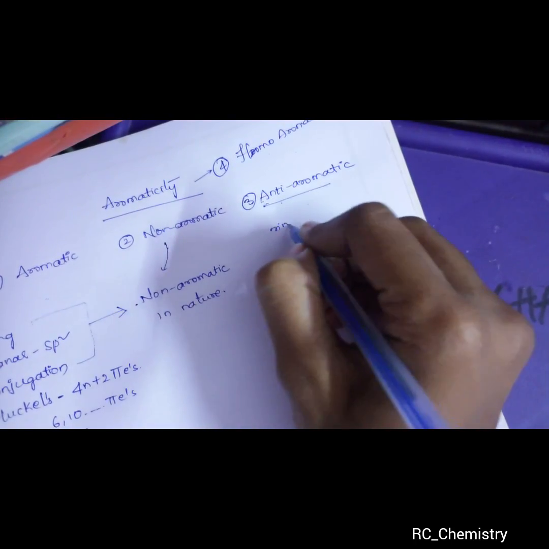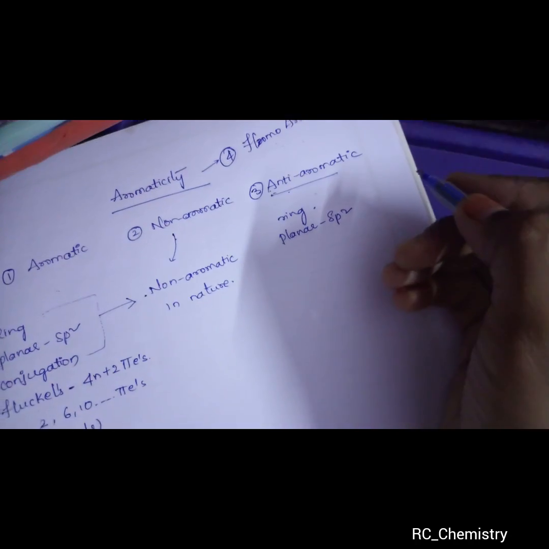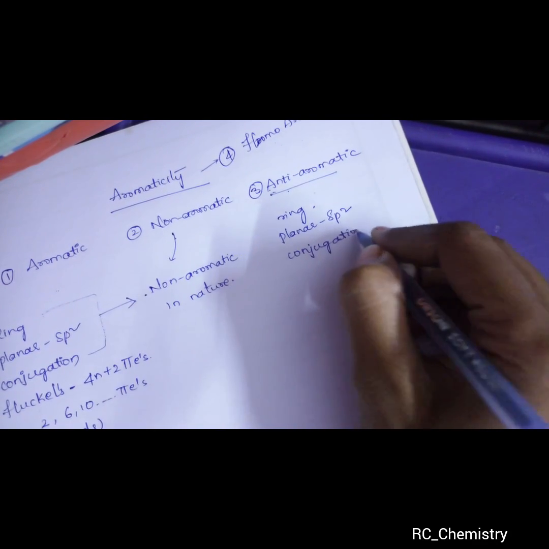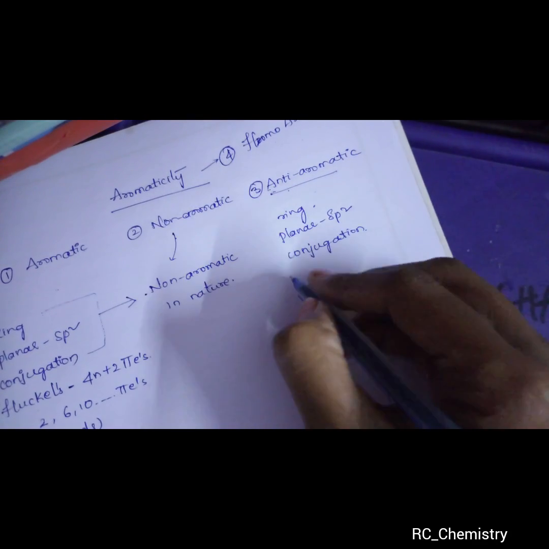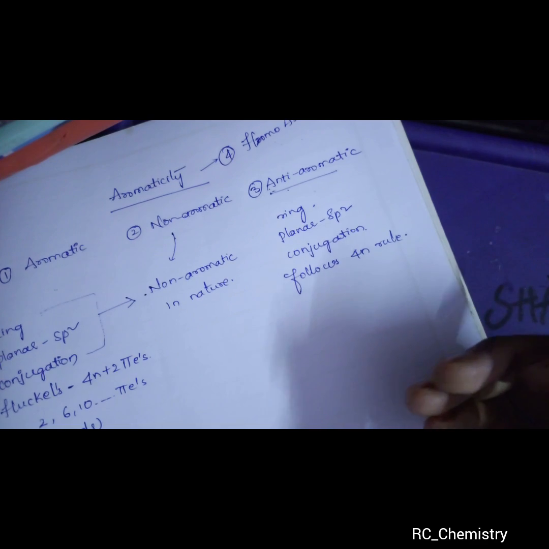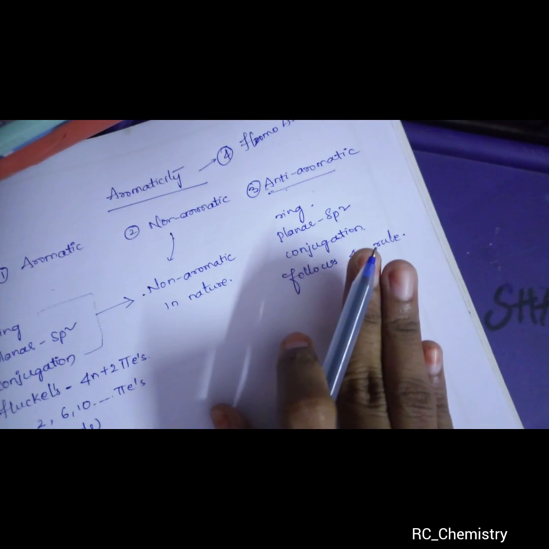Next, anti-aromatic. Again, it should contain a ring and it should be planar with sp2 hybridization. Next, it should contain conjugation. Here the compound follows the 4n rule. In other words, we can say that the whole 4n series comes under anti-aromatic compounds.